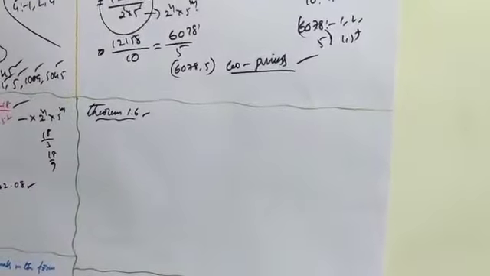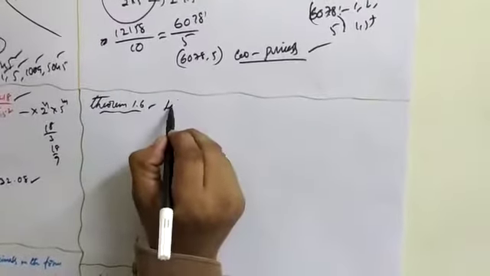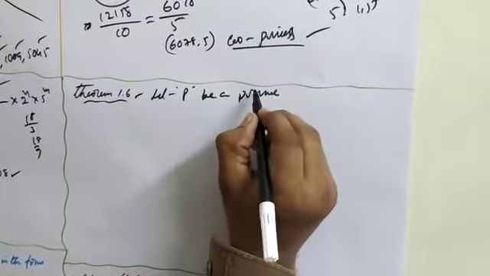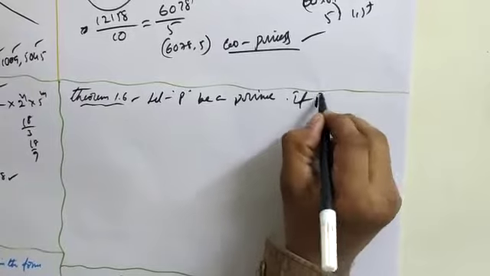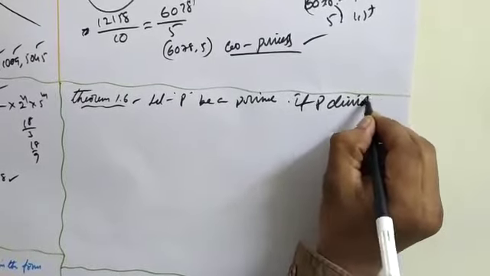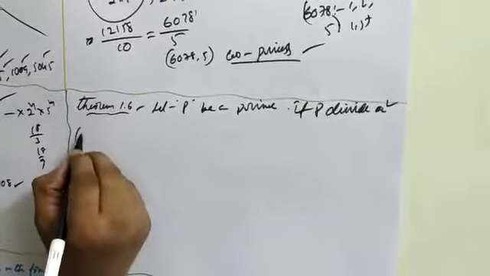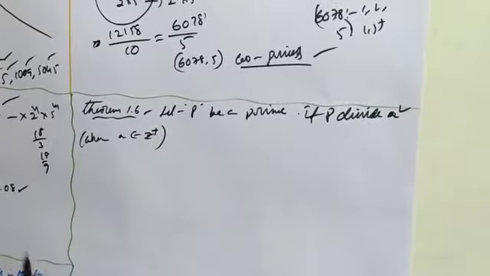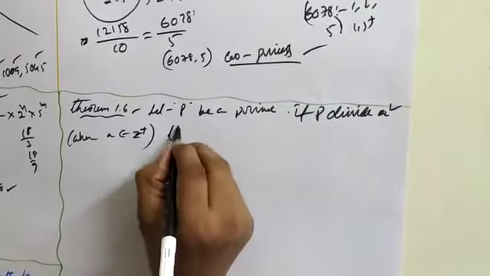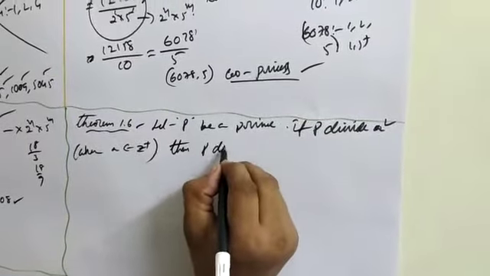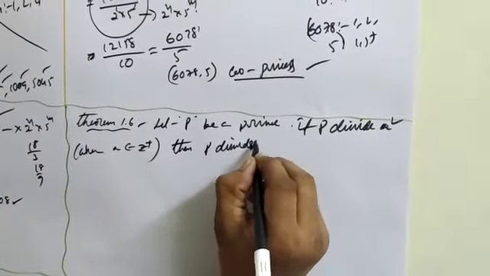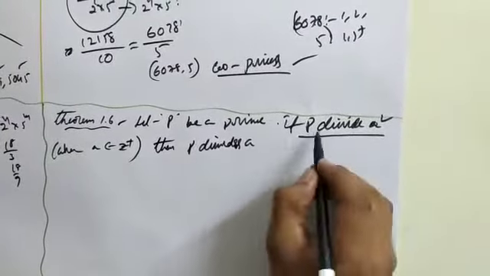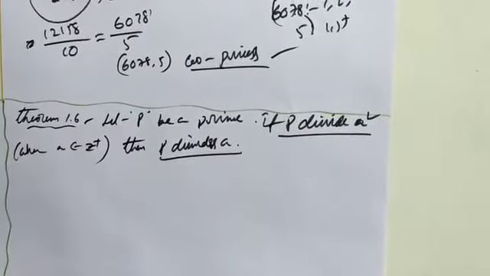Theorem 1.6. What is the meaning of theorem 1.6? Let P be a prime number. If P divides A square, where A is a positive integer, then P divides A. Here P divides A square, and at the same time P divides A also.